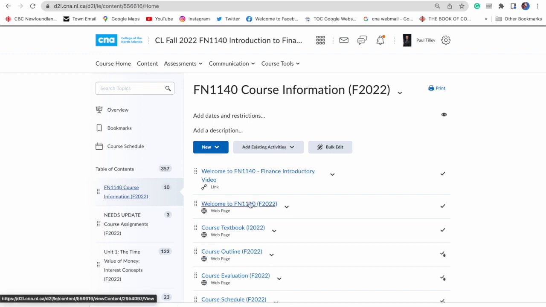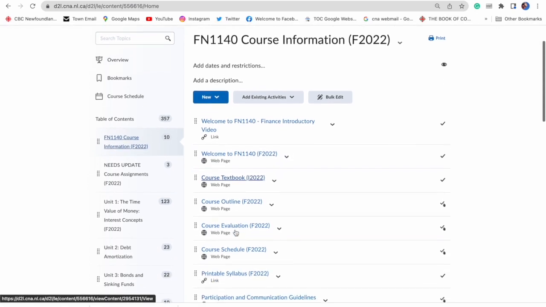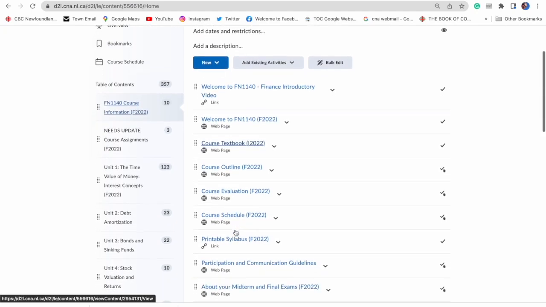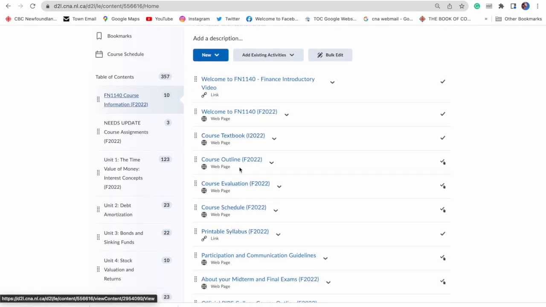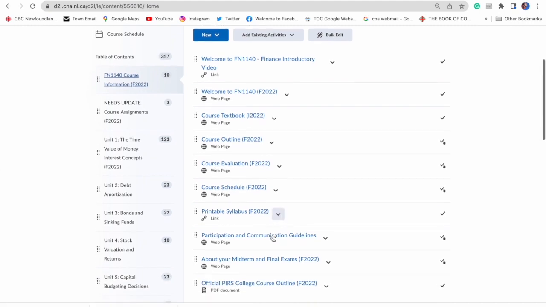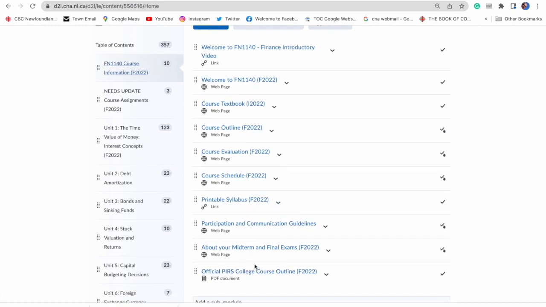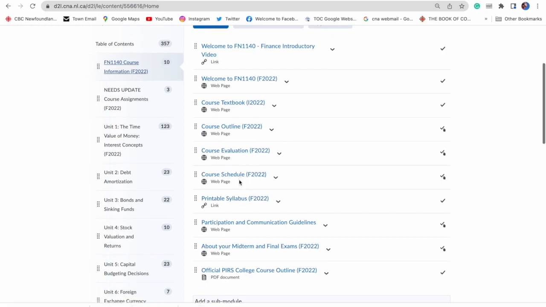This course information covers a whole bunch of things: welcome to Finance, the slides for it, the textbook, course outline, the syllabus, the PEERS outline, which is the college's official outline of what we're supposed to be doing, how the course is evaluated, and the course schedule.